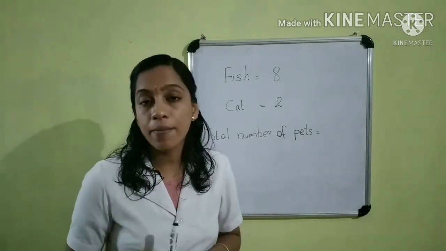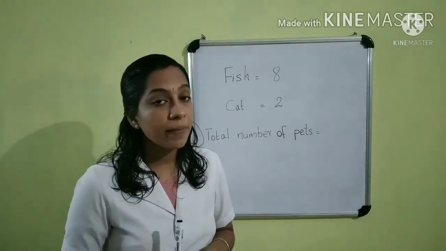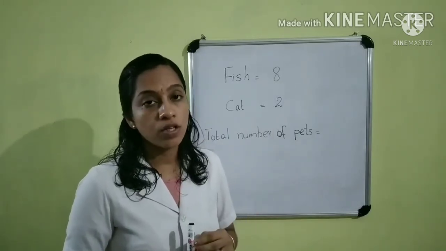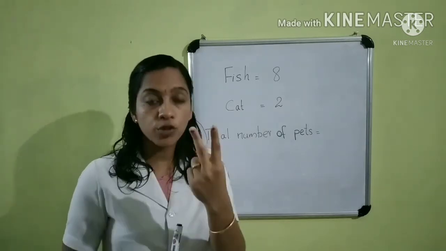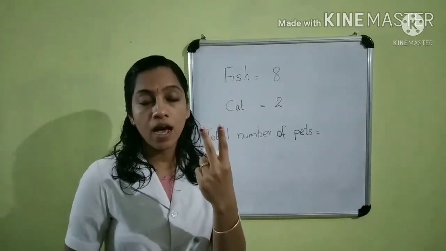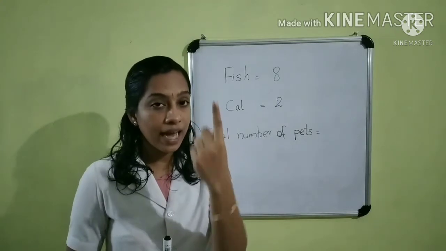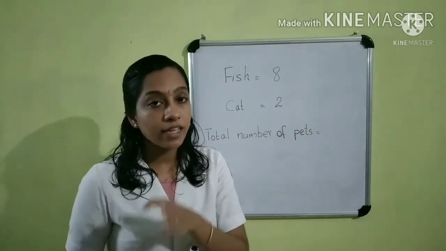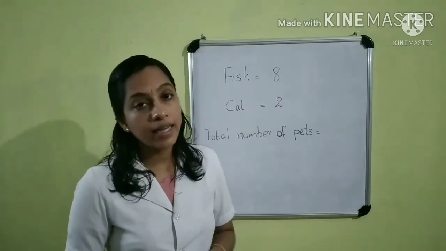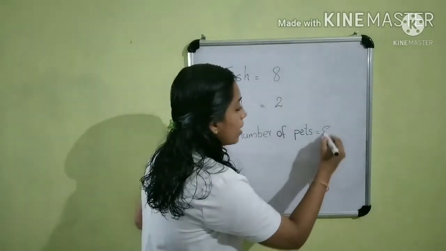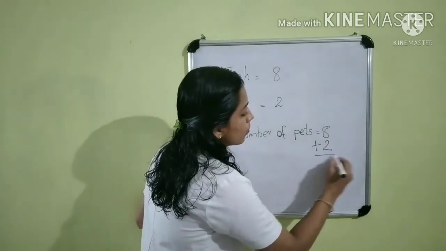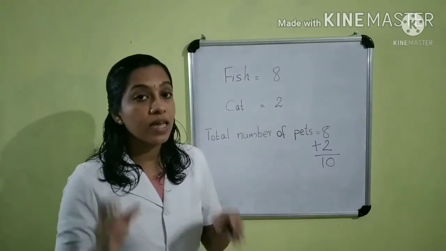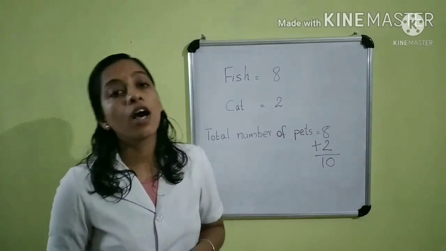Take the smaller number in your hand. Which is the bigger number here? 8. Smaller number 2. So, take the number 2 in your hand. After 8, 9, 10. That is, when we add 8 and 2, we will get the answer 10. That is, 8 plus 2 is equal to 10. That is, Yemya has 10 pets in her home.